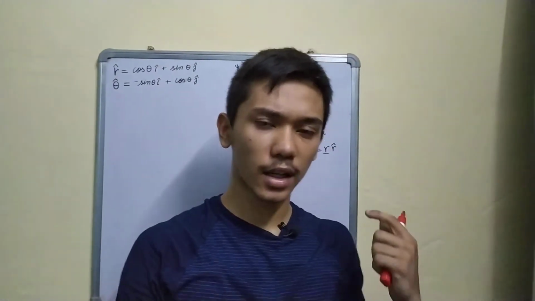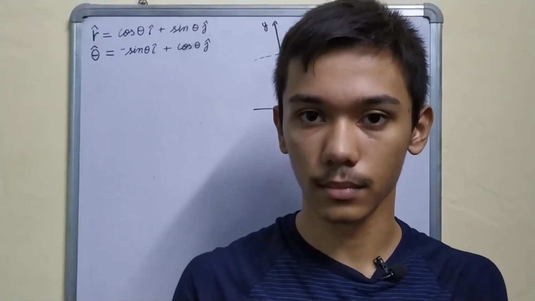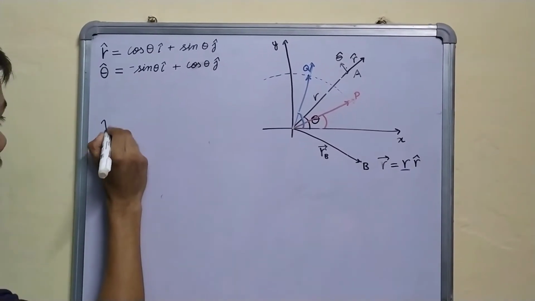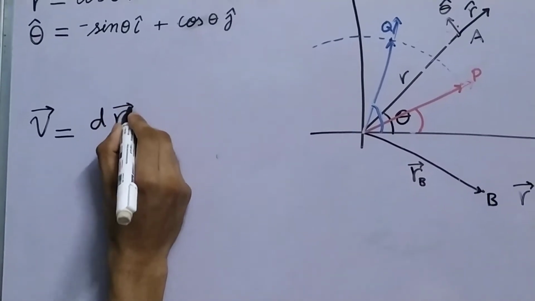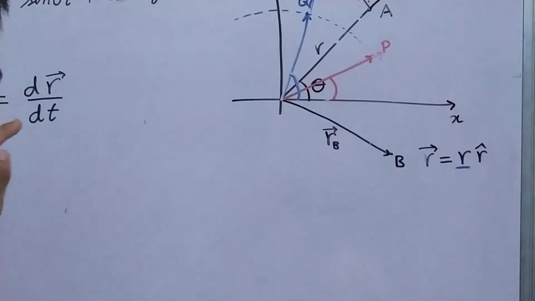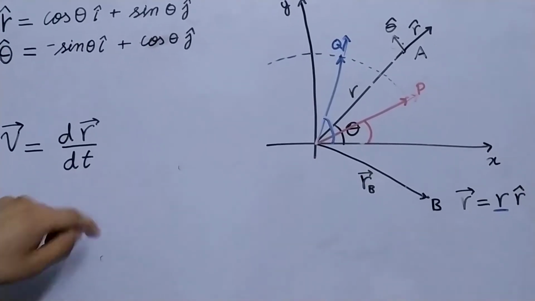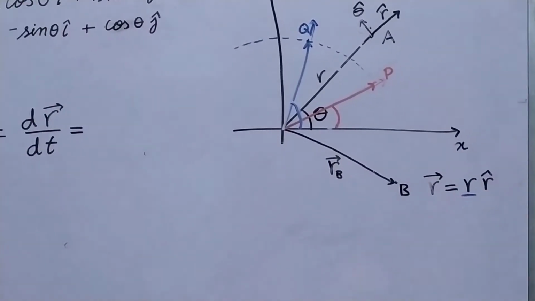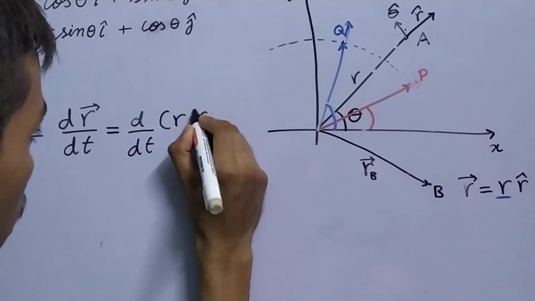So now that we are done defining the position vector, we can start defining our velocity. Our velocity is defined as the rate of change of position vector with respect to time. So how does your position vector change with respect to time? Now this position vector can be written as r times r cap, so d by dt of r times r cap.